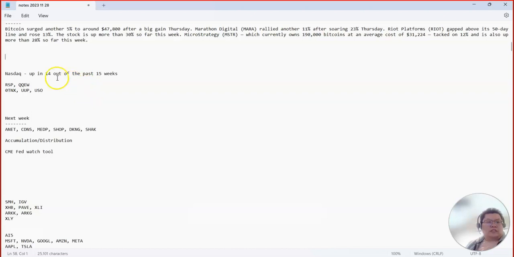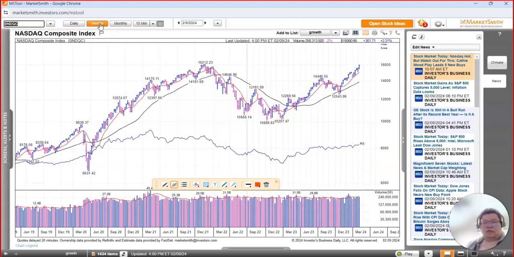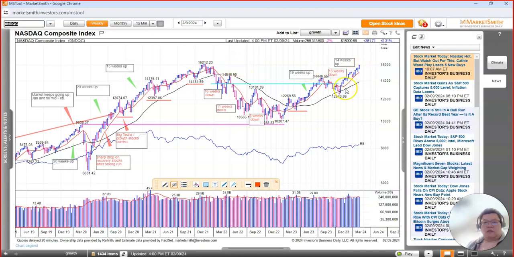Nasdaq is up 14 out of the past 15 weeks now. So let's look at that, because are we getting to a point where the rally is getting too long? This is now 15 weeks. In general, an IBD study shows the average is about 18 weeks for a rally, so we're getting closer and closer. And the other thing is just how strong this rally has been, right? There's only one down week.